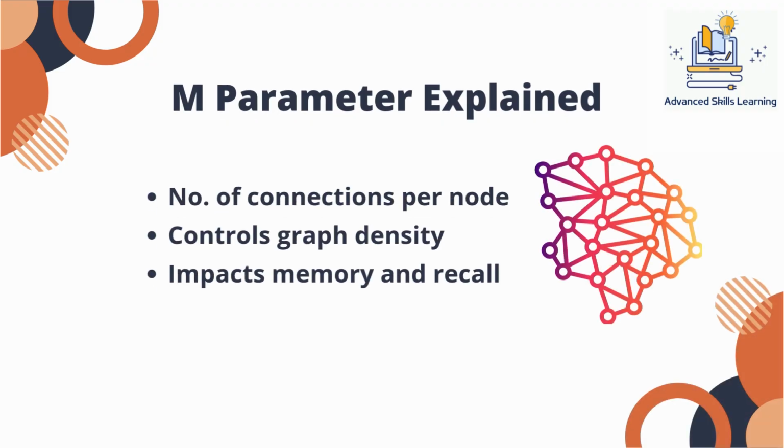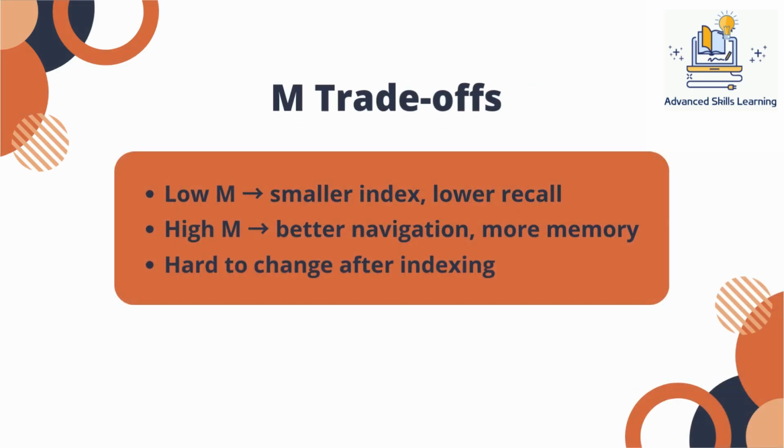M controls the maximum number of connections each node can have in the HNSW graph. In simple terms, it defines how densely connected the graph is. A higher M value creates more connections between nodes, making it easier for the search algorithm to navigate through the vector space. This improves recall and stability, especially in high-dimensional embeddings. However, higher M values also increase memory usage and indexing cost.